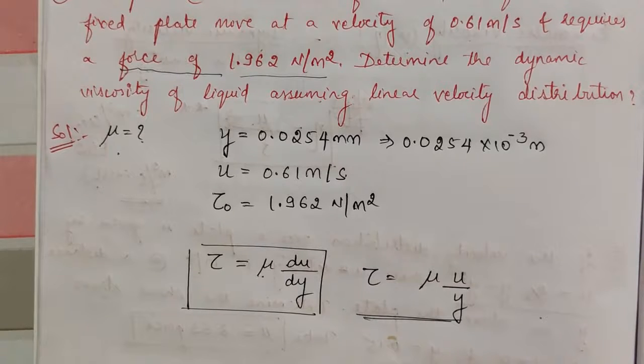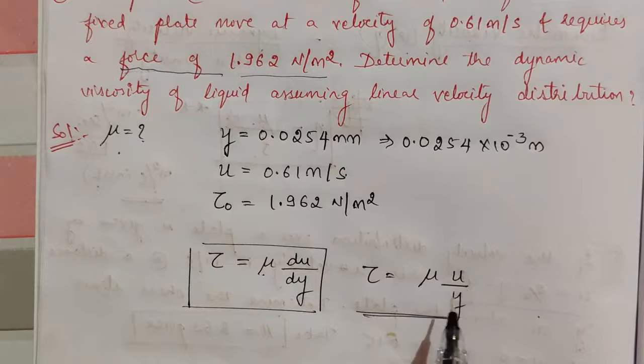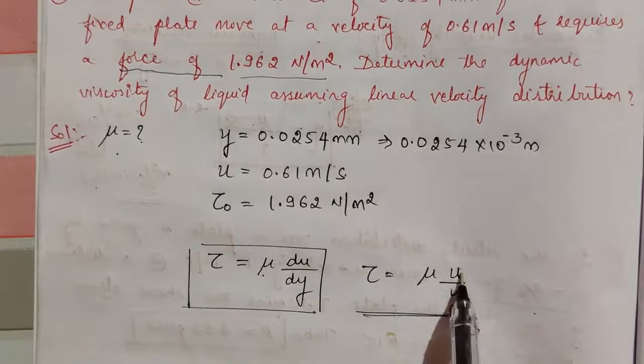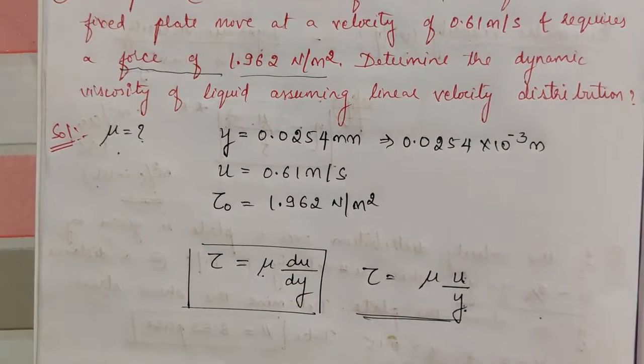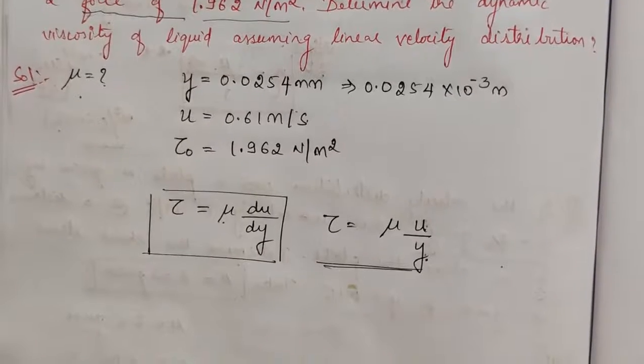So one plate is fixed and another plate should move. Since there is only a single one, the difference between them does not come, because there is only one unit. So you will take u by y. So it is the distance, it is the initial velocity. For this thinking they have framed this question.